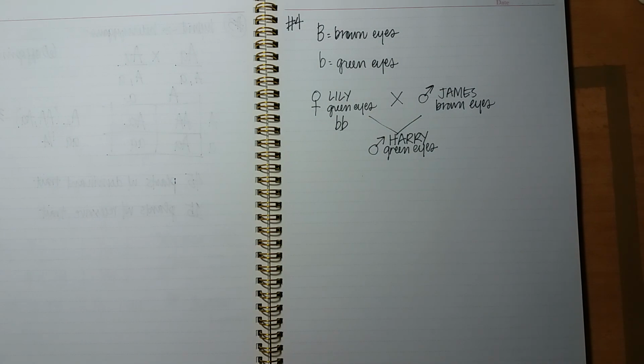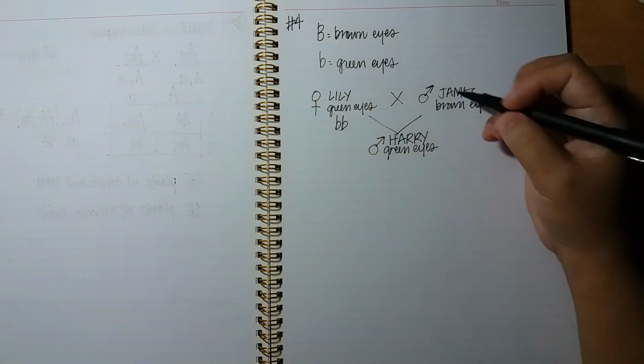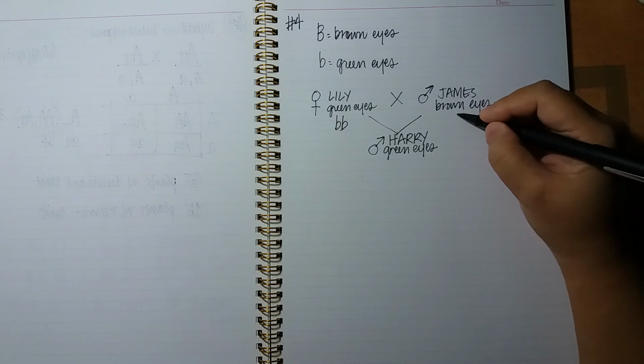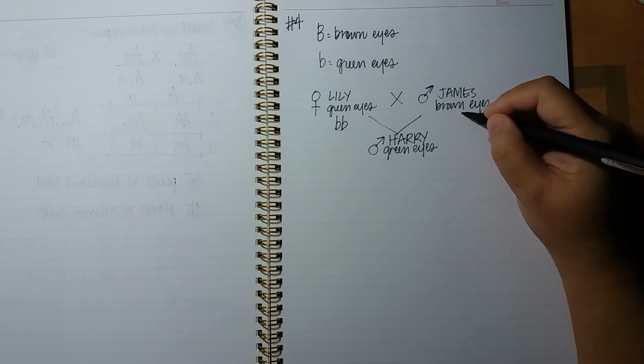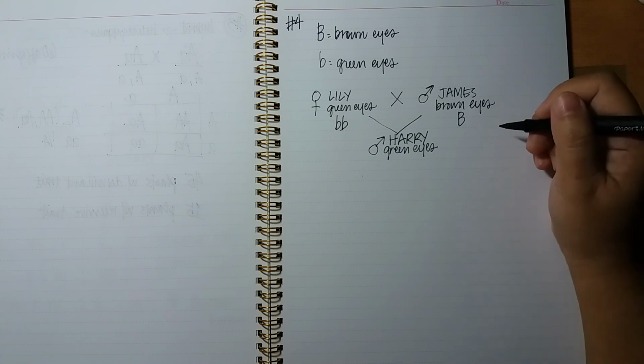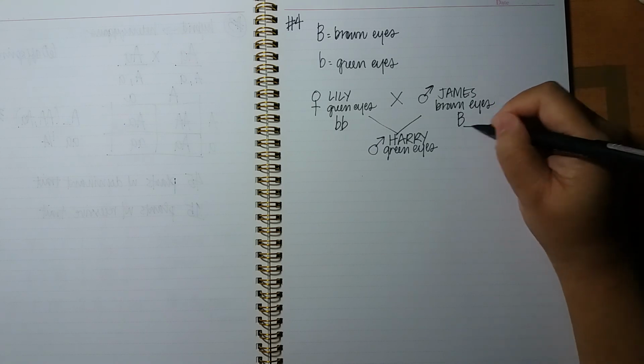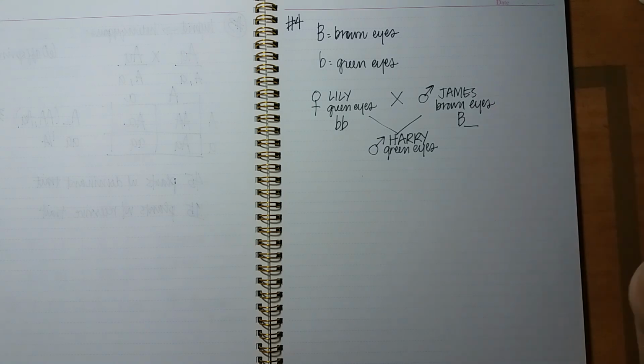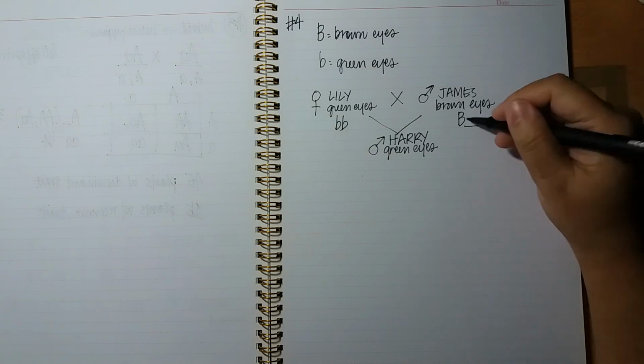James, on the other hand, has brown eyes. Okay? Brown eyes, alam natin, dominant siya. So, ibig sabihin, meron siyang at least one na big B. Okay? We don't know kung ano yung second allele yet. Basta alam lang natin na brown-eyed siya.